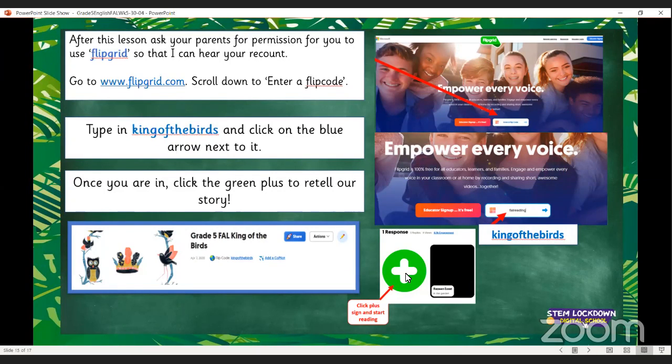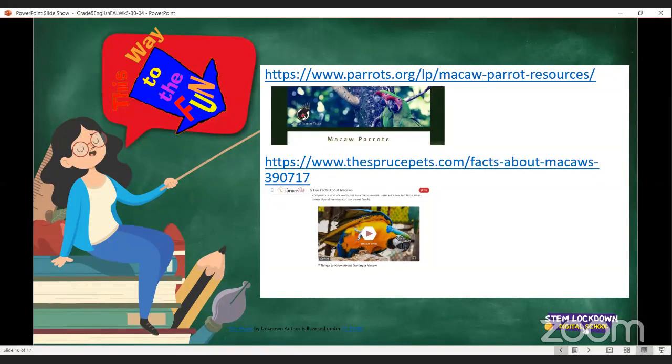You press the green button and the screen that comes up is your screen and your name. And then you can record your story. You can even show me your story. I know that that's been done before as well.